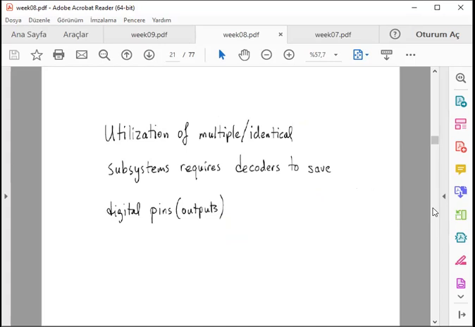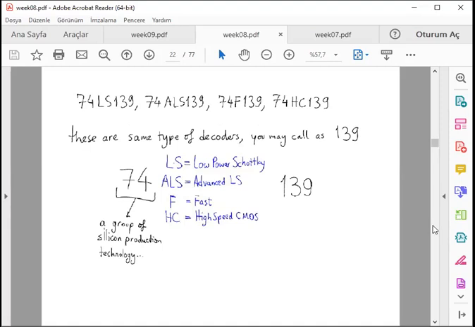You are assumed to be familiar with those issues. If you feel that you are not so strong about these issues, please strengthen your skills about them before proceeding. For our course, it's necessary to utilize multiple or identical memory subsystems. What are those kinds of systems?